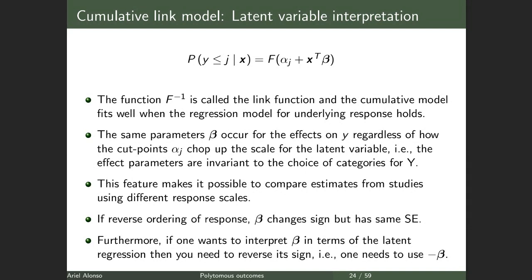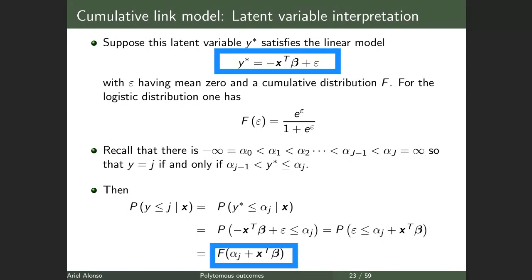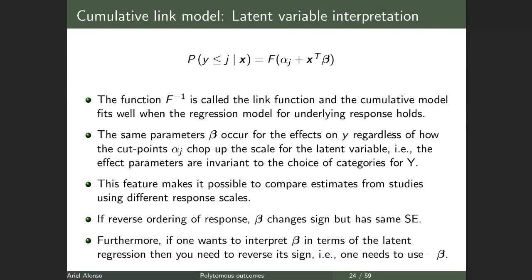Now, remember that if you fit this model and you want to interpret the coefficients beta in terms of the latent variable, then you need to use minus beta. Why do you need to use minus beta? Because here is your latent model. In your latent model, you have minus x transpose beta. And that leads to this model here. So if you fit this model and you want to interpret the coefficients in terms of the latent variable, you will need to calculate minus the value of the coefficients. And that's pretty much it.